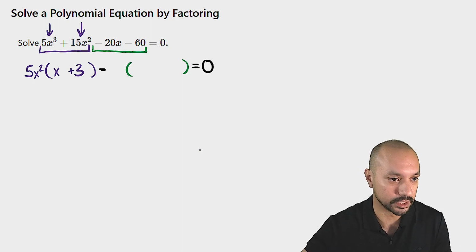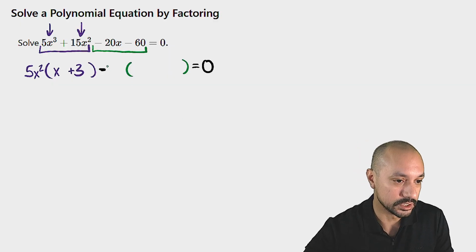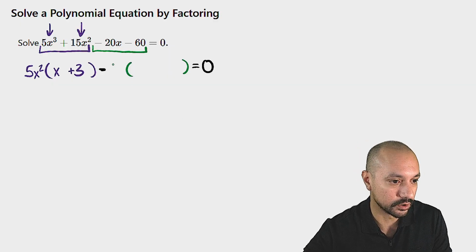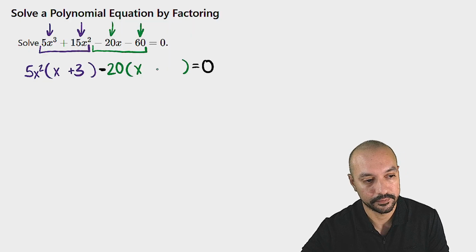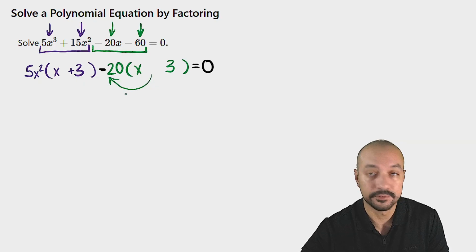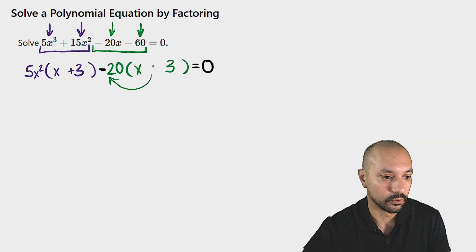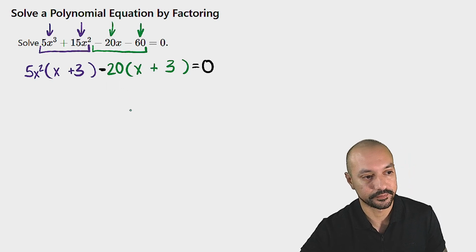So we look at the green and we ask the same question. What is the GCF of the green? The GCF of the green is going to be 20. Now, if I factor a 20 out from here, that just leaves behind the x. And if I factor a 20 out from here, that leaves behind a 3. Because I've already removed the negative, we're going to go ahead and record a sum inside of the parentheses there.